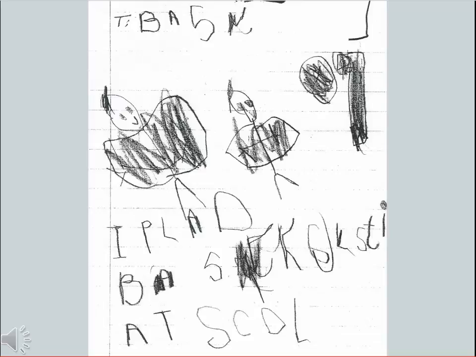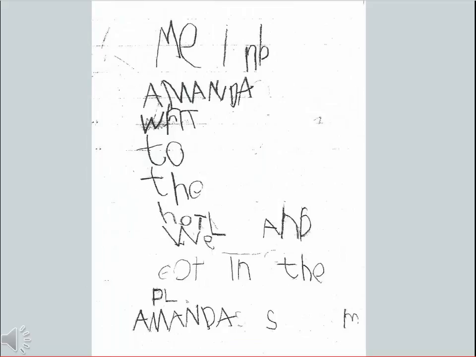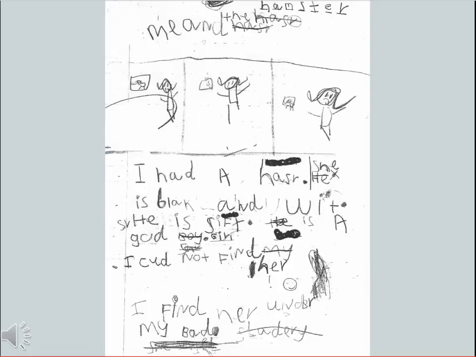Here's a classic example of the emerging literacy phase, stage 3, which is a single original sentence. That sentence is being presented as a story. "I played basketball at school." And another example, "Me and Amanda went to the hotel and we got in the pool." If we were examining these last two examples through the lens of developmental spelling, we would have moved from the phonetic to the transitional stage, with this second one being in the transitional stage.